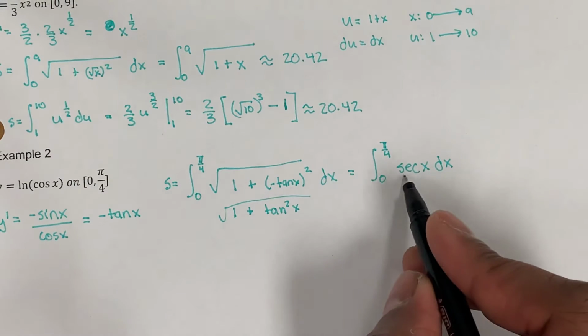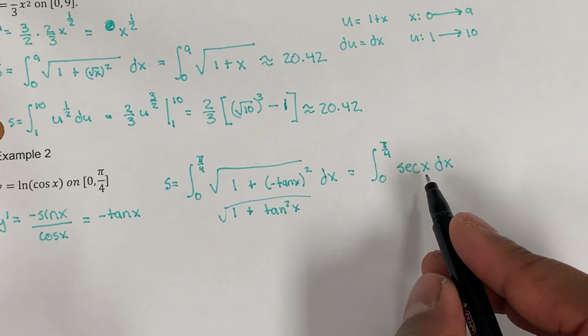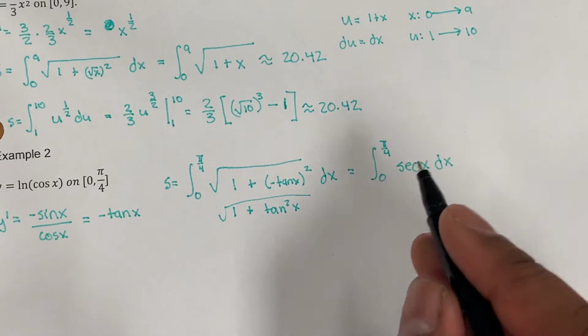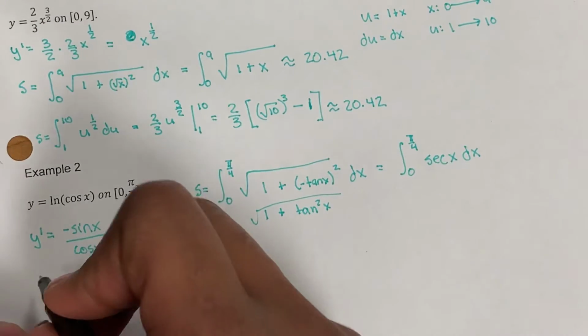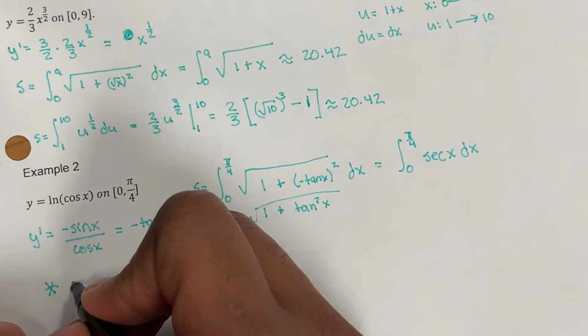Now, we don't have a rule for integrating secant, not yet. And we generally just won't. It's worth remembering this. Put a star here.